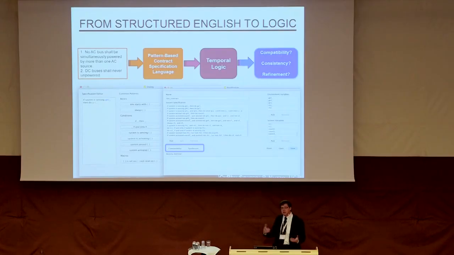I don't expect you to understand necessarily this because it came out of a public study of electric power generation systems. But somebody writes down in English language, you know, no AC bus shall be simultaneously powered by more than one AC source. Is that clear? Not clear? Ambiguous? You then want to move that over. And I was talking to someone yesterday. A lot of this is about reasoning and what kind of reasoning you need to do.